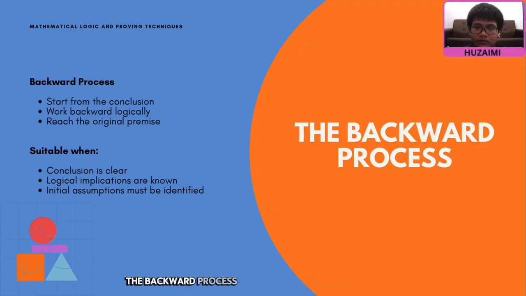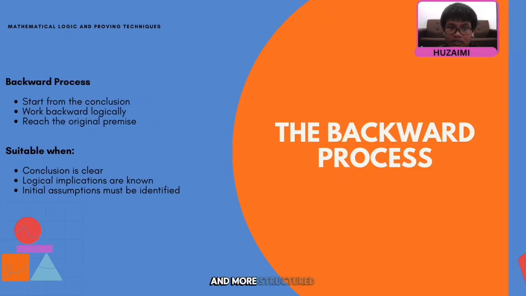The backward process works best in a specific situation. First, the conclusion must be clear and well defined. Second, we need to know the logical or algebraic relationships involved. And finally, this method helps us identify the initial assumptions required for the conclusion to hold. When these conditions are met, working backwards often makes proofs simpler and more structured.